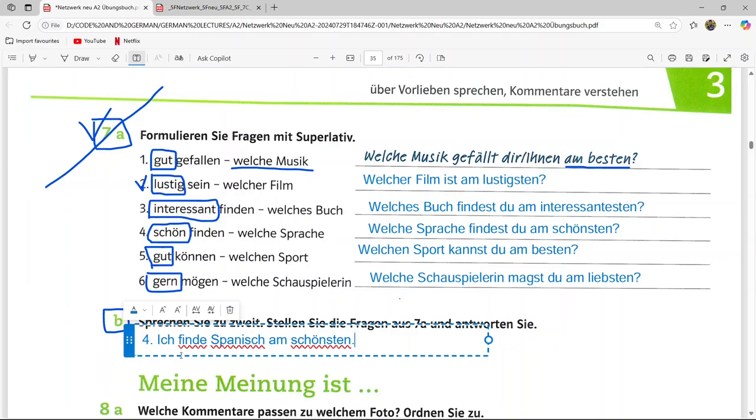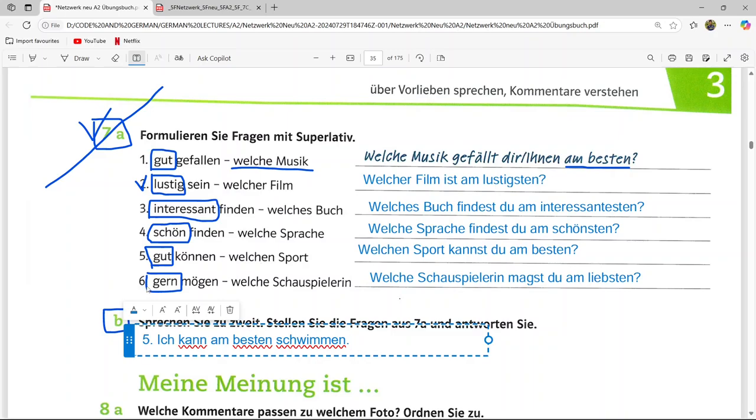Okay, next one. Welchen Sport kannst du am besten? So which sport you can do the best? So let us try to write which sport you do the best. For example, you can write like this: Ich kann am besten schwimmen. So since modal verb is used here, so see in the second position the modal verb and the another verb is there, so this verb is moved on the position last.